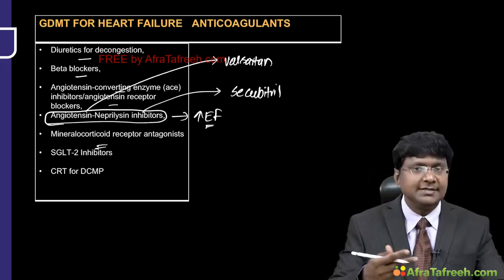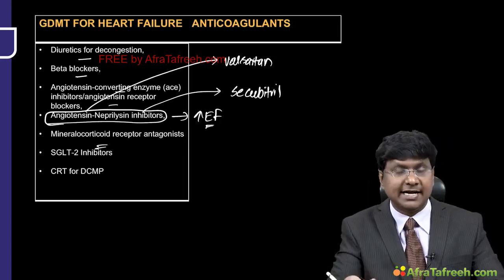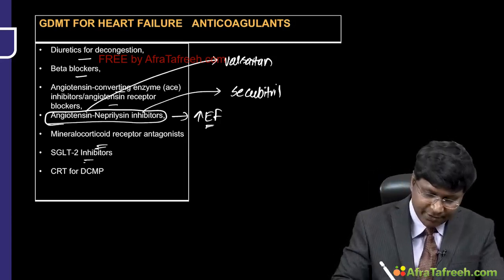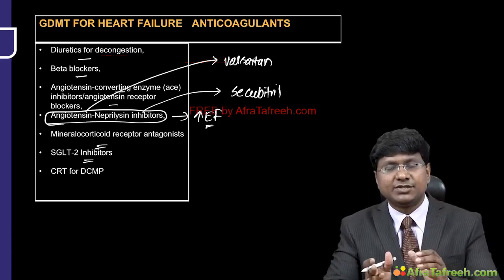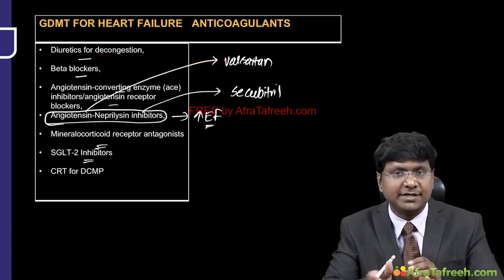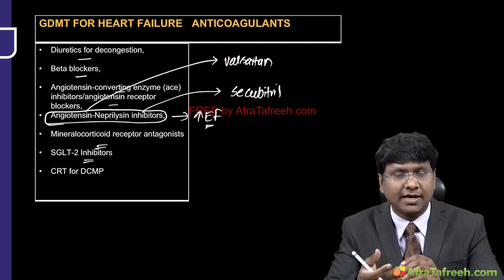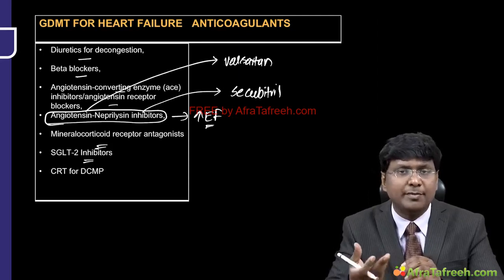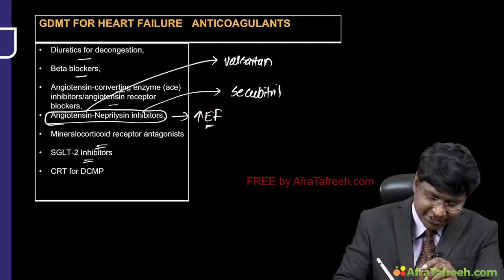Then mineralocorticoid receptor antagonists, that is aldosterone antagonists like spironolactone or eplerenone, and these SGLT2 inhibitors, which are actually given in the treatment of diabetes mellitus, that is dapagliflozin or empagliflozin, are being found to be beneficial in heart failure with reduced ejection fraction.